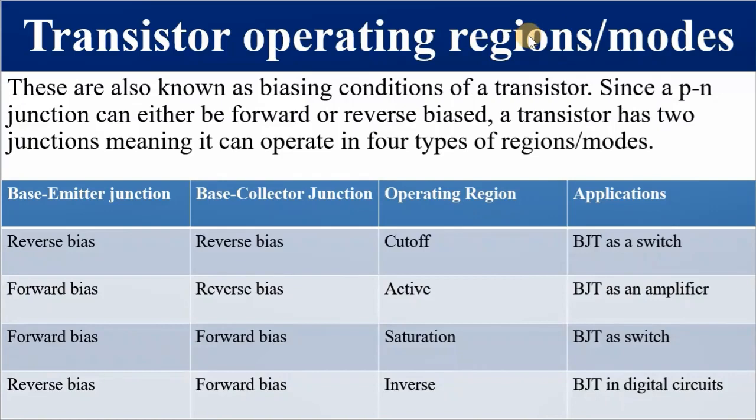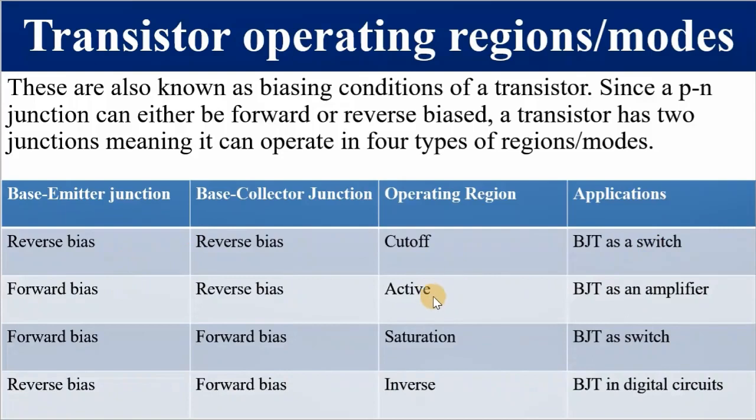Transistor operating regions, also referred to as modes. It was highlighted that a transistor can operate in 4 regions, but we are going to discuss in detail 3 regions, the top 3 ones according to our table. These regions are defined depending on the bias between the 2 junctions, emitter junction and collector junction. When the base emitter junction is reverse biased and the base collector junction is reverse biased, we say the transistor is operating in the cut-off mode or region, and that typical connection is used when the transistor is acting as a switch.